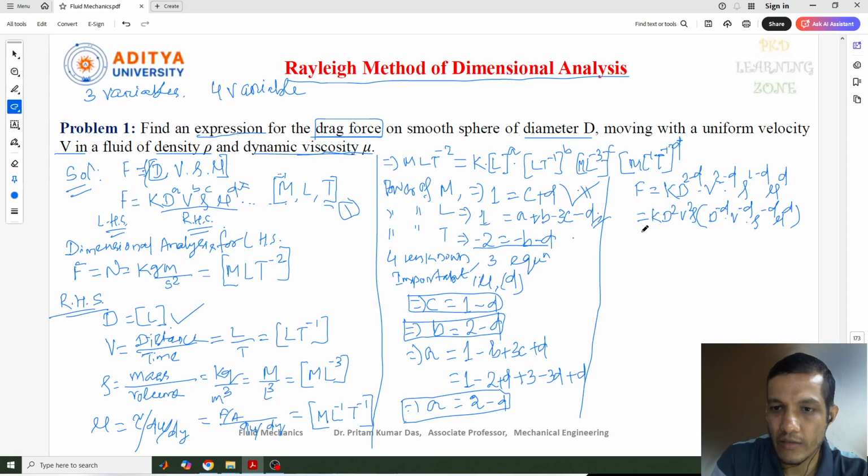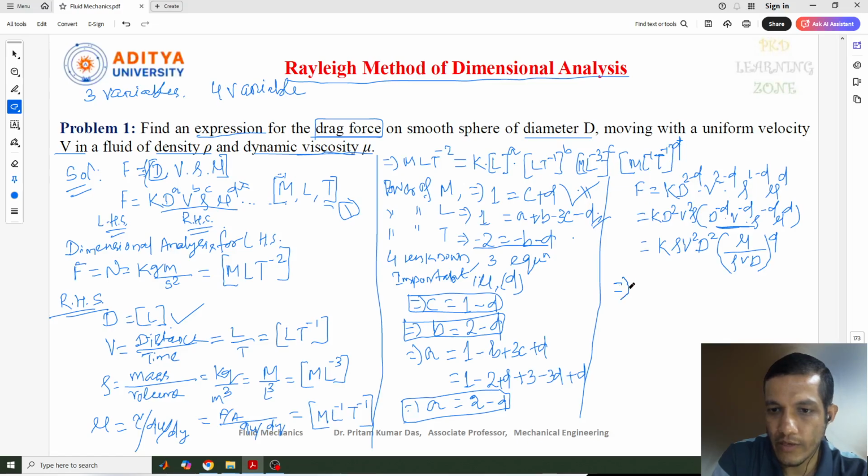Now I can write this term as K rho V square D square. And in the bracket, mu to the power D is there, so I take the common power D, and the remaining negative terms are kept in the denominator: rho, V and D, the whole bracket to the power D.